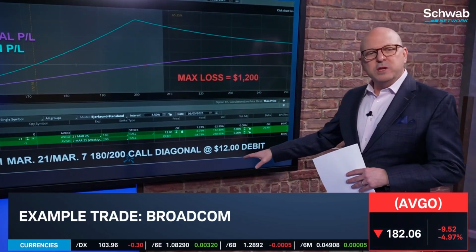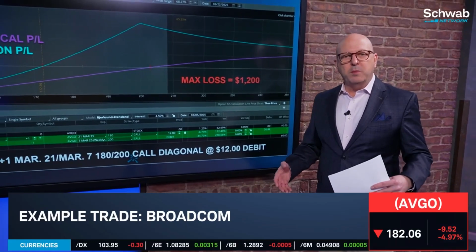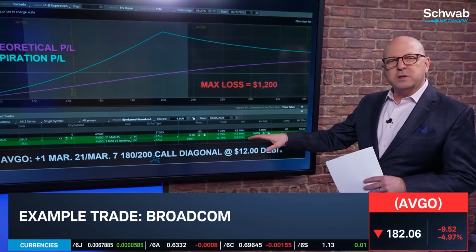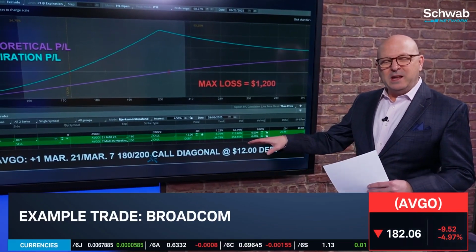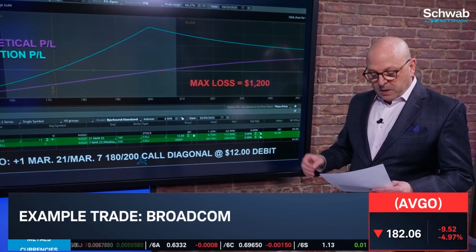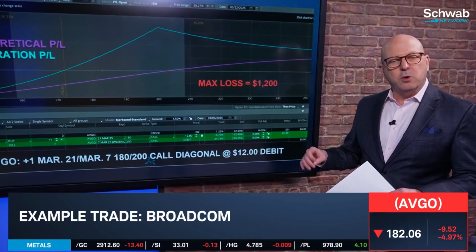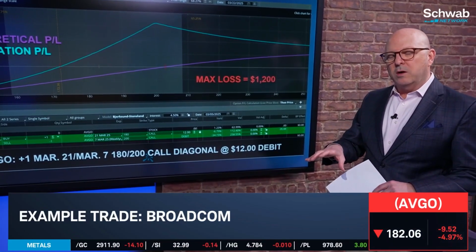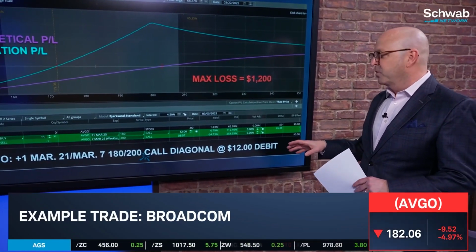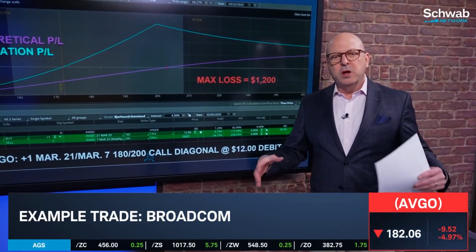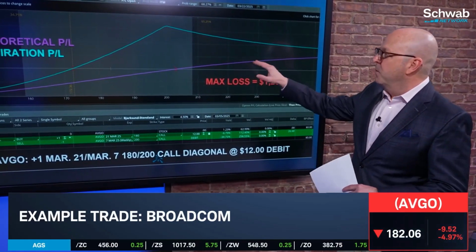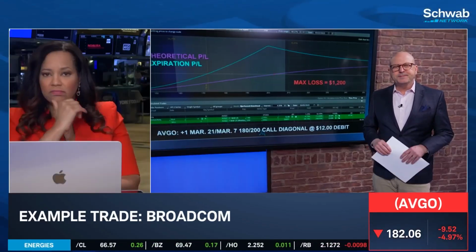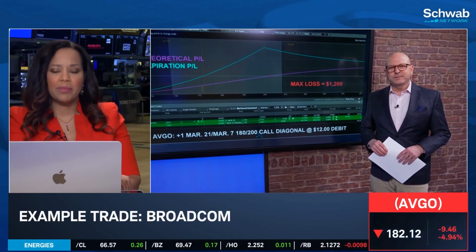Now, why am I paying only $12 debit for a $20 wide bullish call diagonal? Well, it's called volatility dispersion. In that March 21st monthly option where I'm buying the 180 strike call, I've got an IV percentile of about 76, so low implied volatility. In the near term March 7th options where I'm selling that 200 strike call, I'm selling about 177% implied volatility. So that vol dispersion creates that lower price point. But this takes advantage of a move higher if you think the stock's going to rebound. All right, that's an example trade for Broadcom ahead of its earnings.